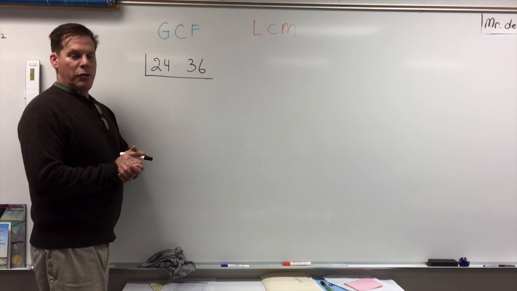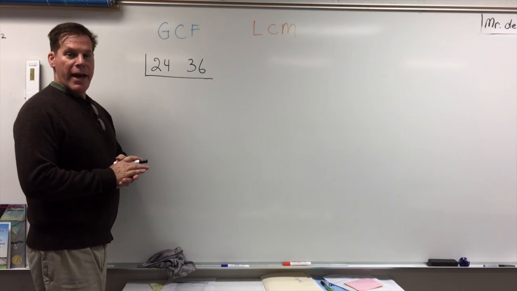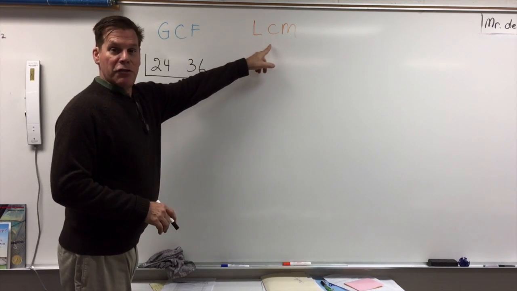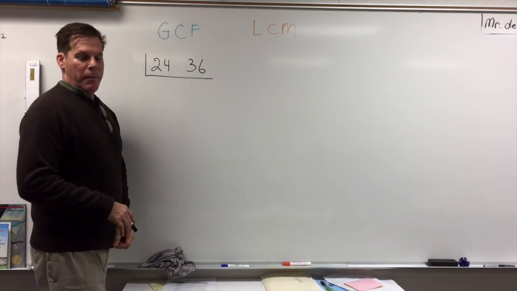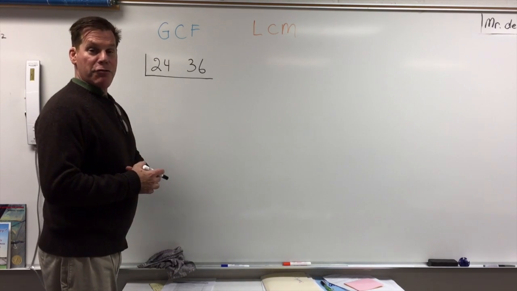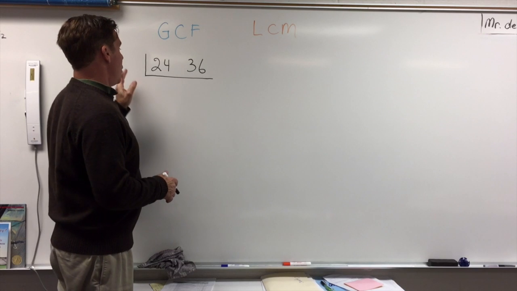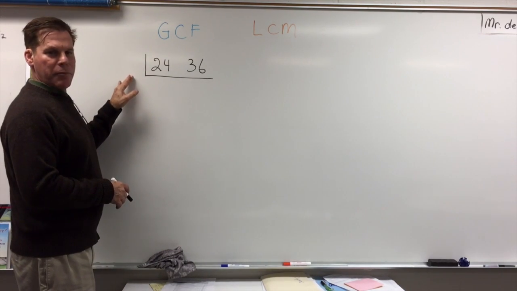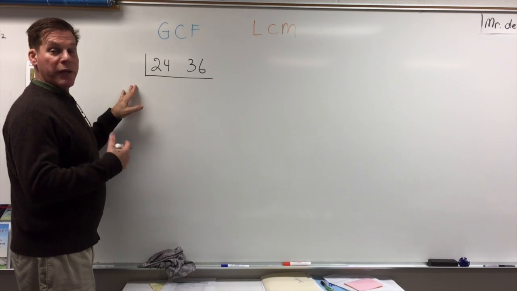All right, today we're going to learn what's called the ladder method to find our greatest common factor and least common multiple. This is a form of prime factorization. We're going to start off with our first prime number, which is 2, and we're going to keep dividing with 2 until we can't do it anymore.